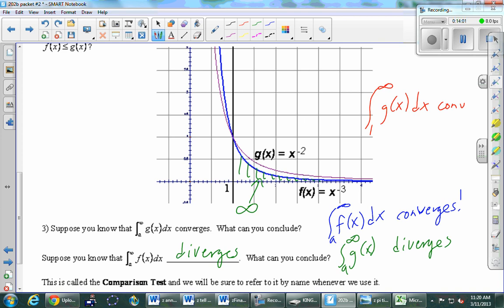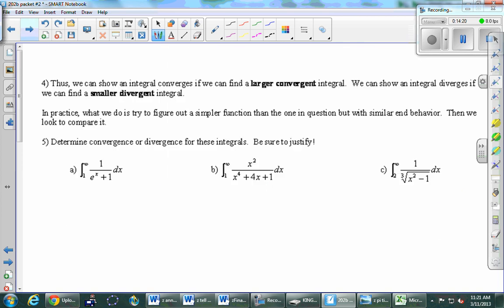So these two statements together are this thing that we're calling the comparison test. If the big one converges, then so does the little one. If the little one diverges, then so does the big one. I'm hoping that it's reasonable and it's not just symbols and formulas to memorize. I'm hoping that we buy it. So let's see how we can use it on the next page.